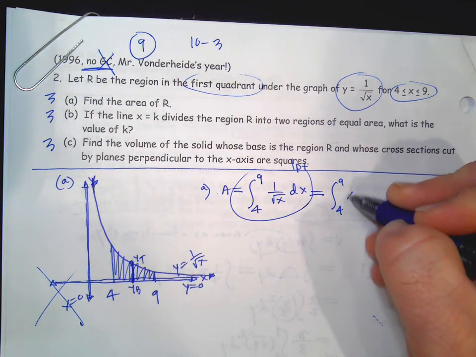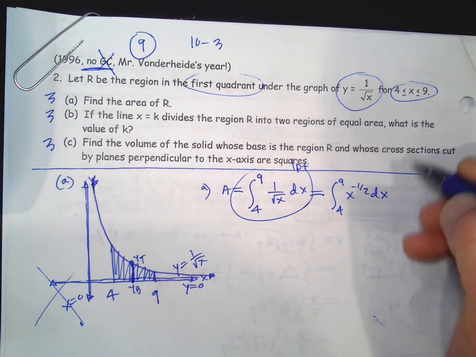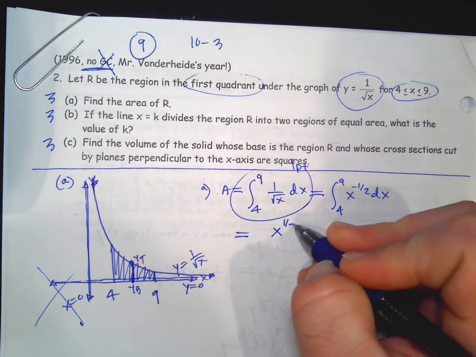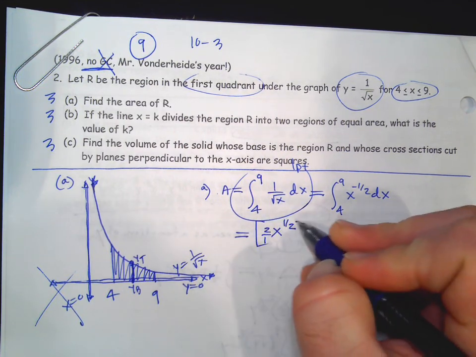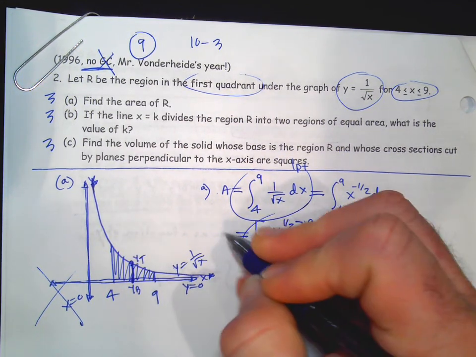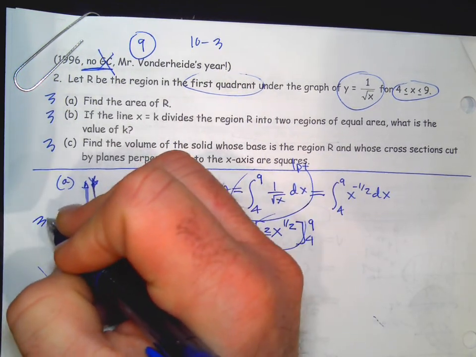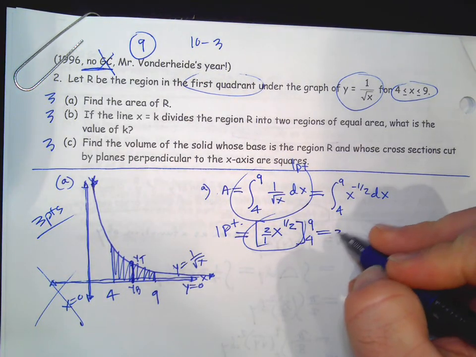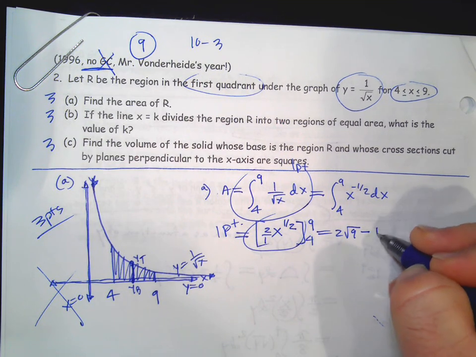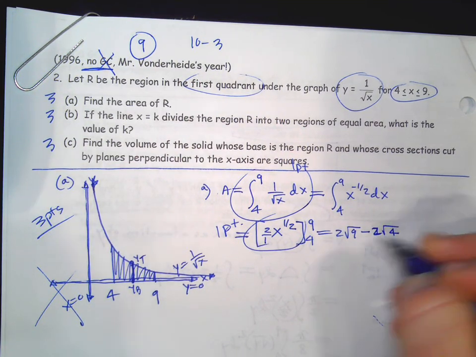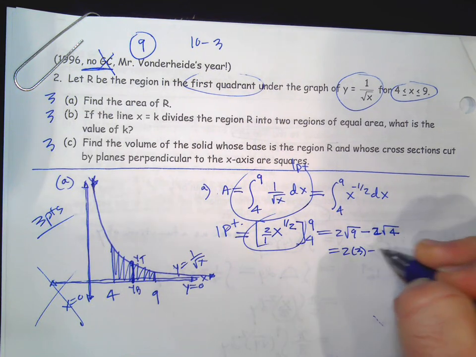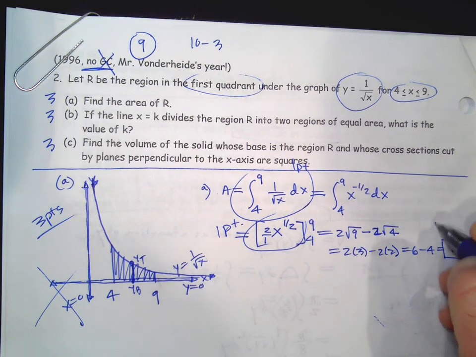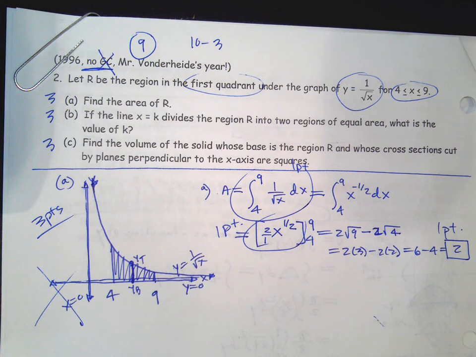So I'm personally going to rewrite it as a rational exponent, x to the negative 1/2, open up 1, divide by the new exponent, 4 to 9. Now your antiderivative, that's another point. Remember this part is worth 3 points. So a point for the setup, a point for the antiderivative, and then we're going to plug our values in. And we're going to get 2 times 3, 2 times 2, 6 minus 4 is 2. The final answer is the third point. So that's how you do it.